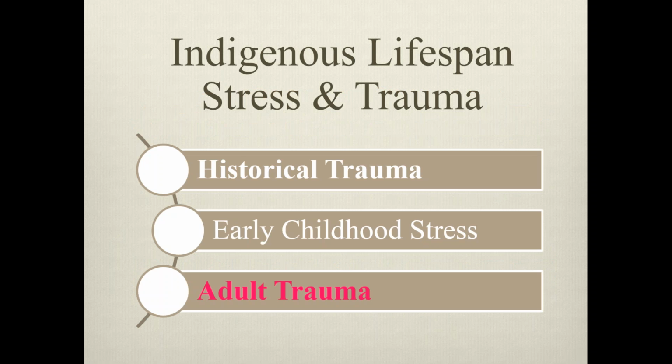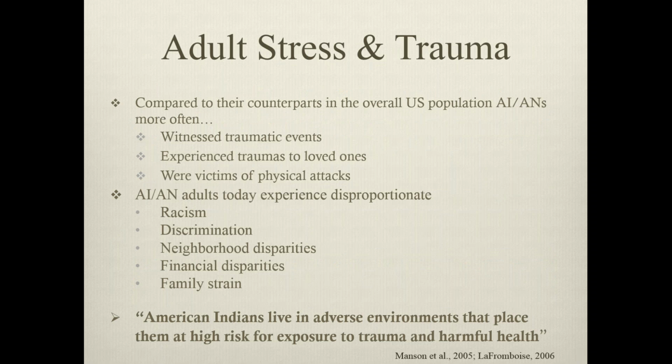Okay, the final stressor that I'd like to talk about is adult trauma. So compared to the US population, Native people experience more trauma to their loved ones. They witness more traumatic events. They're more likely to be victims of physical attacks. Native adults today experience disproportionate racism, discrimination, neighborhood disparities, financial disparities, and family strain. And this quote here sums it up. American Indians live in adverse environments that place them at high risk of exposure to trauma and harmful health.